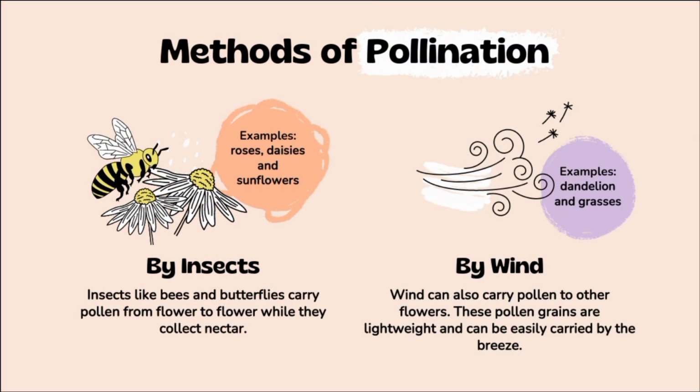So students, now there are the methods of pollination. Now how can pollination happen? There are two methods. First, it can be through insects, like bees and butterflies. They can carry the pollens from flower to flower while they are collecting nectar. Secondly, the wind can carry the pollens to other flowers, and these pollen grains are lightweight and can easily be carried by the breeze or wind. So, these are the methods through which pollination can occur.